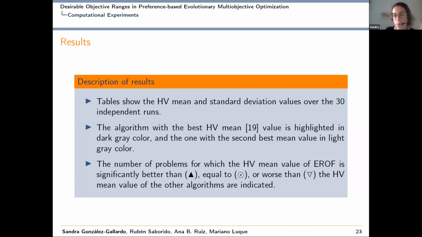And also we provide the number of problems in which the hypervolume metric of EROF is significantly better, denoted by a black triangle, and equal or worse, denoted by a white triangle, than the hypervolume mean of the rest of the algorithms.